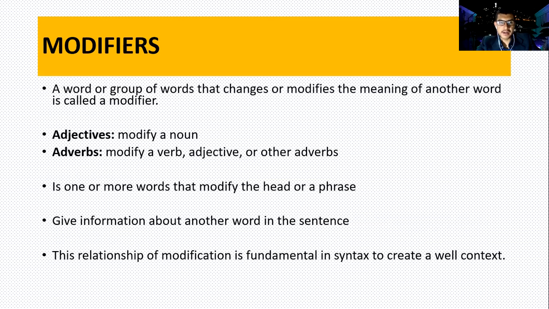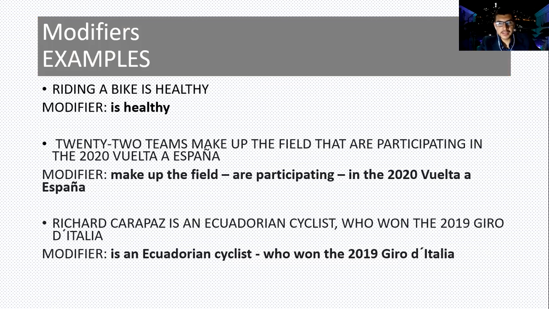A modifier is a word or group of words that modifies the meaning of a sentence. We can use an adjective or we can use an adverb. This relationship is fundamental in syntax to create a good context. For example, we have three modifiers. Number one is healthy, because it completes the sentence.